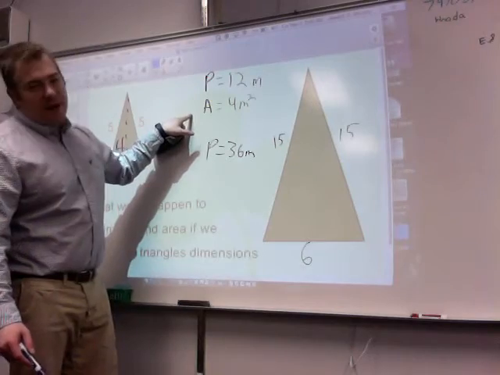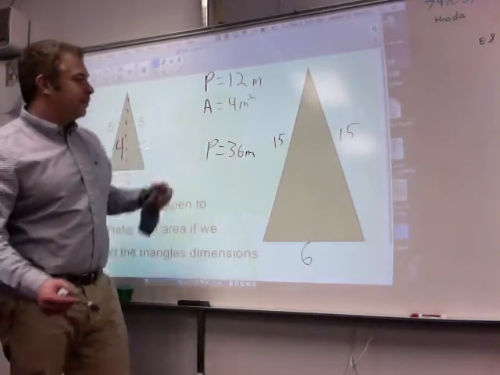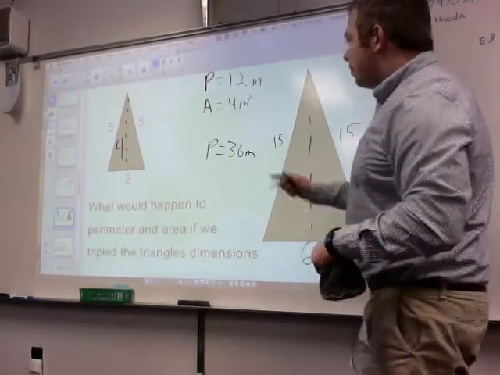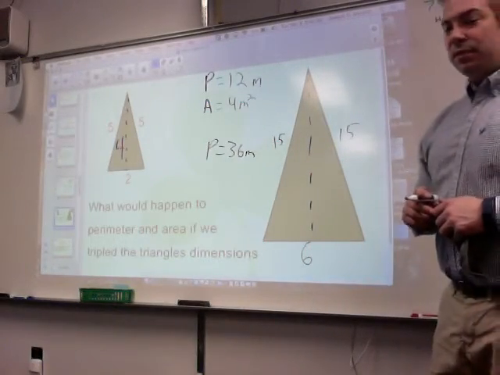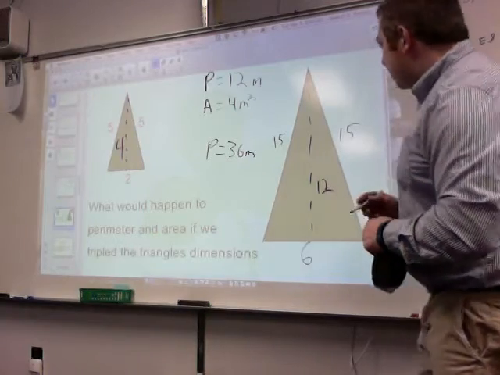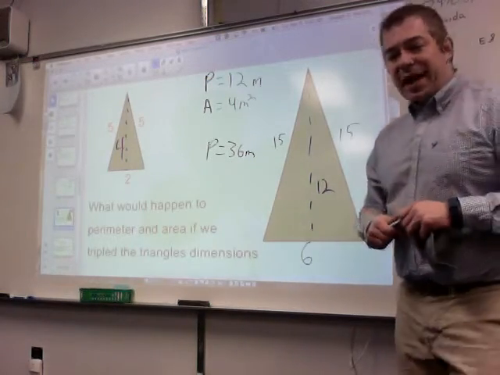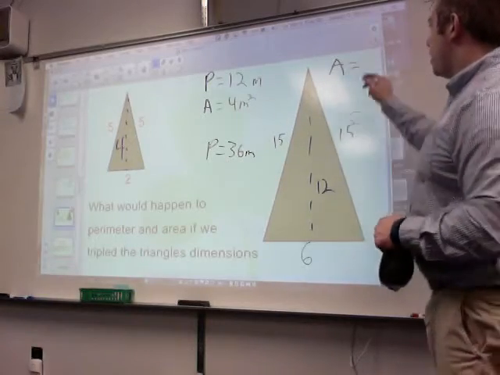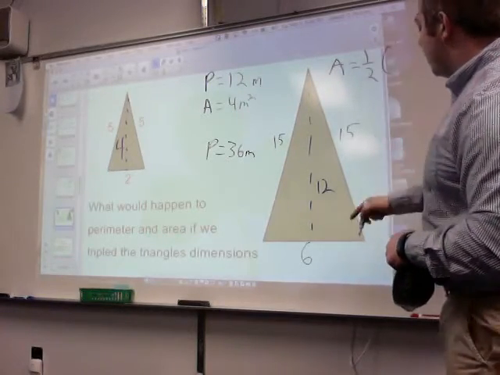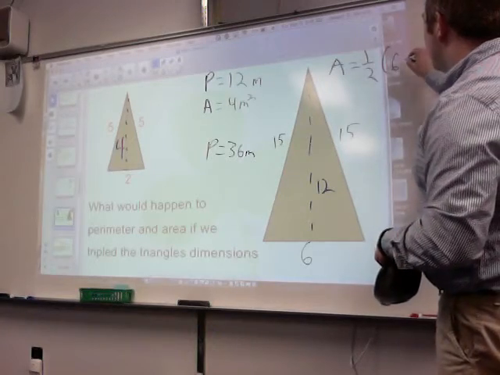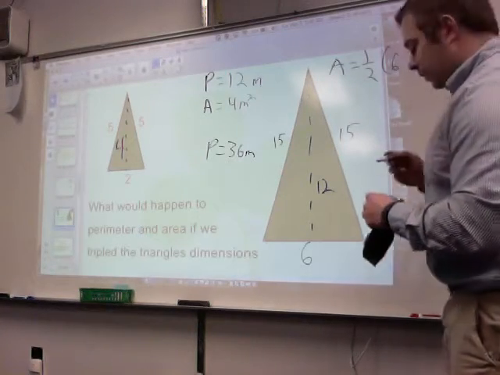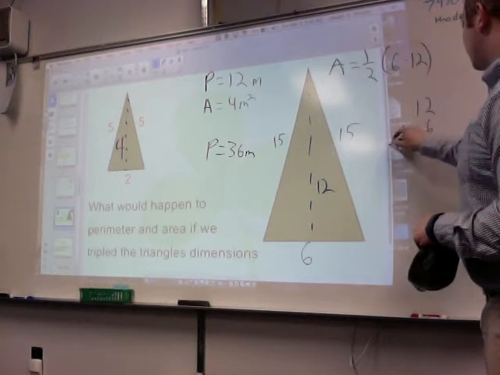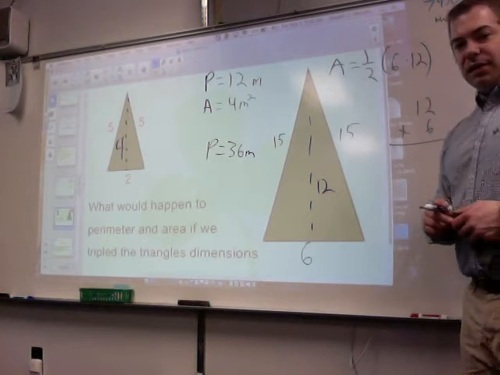Let's see what happens with the area when we triple the dimensions here. Okay, so I didn't do my height yet, but 4 tripled is, you got it, 12. So remember, the area of a triangle is half the base times height. So plug in my little formula here. Area equals half of my base, which is 6, times my height, which is 12. Okay, let's do it out this time.